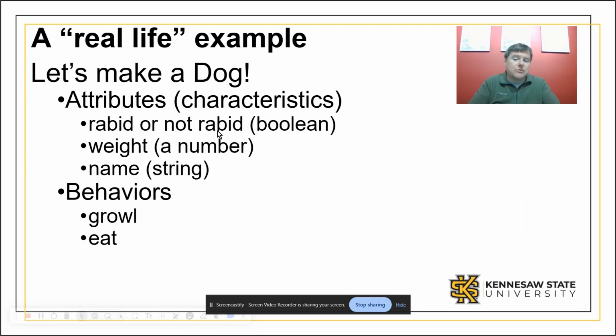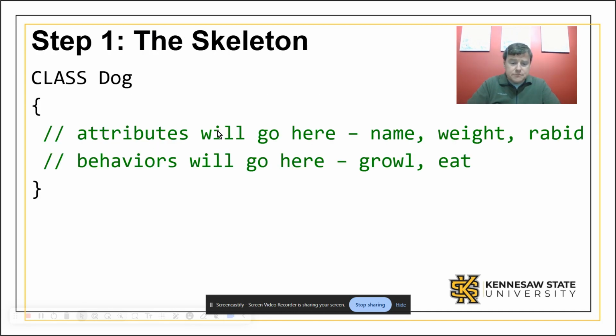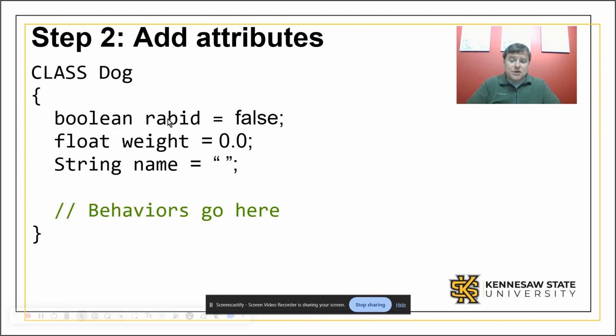And certainly we could add other behaviors before. So that's what we're going to do in our class dog: we're going to set up these attributes, we're going to set up these behaviors, and then that's going to be our definition. So generally in a class, you're going to put the attributes at the top and you're going to put the behaviors down below. So let's start off with the attributes.